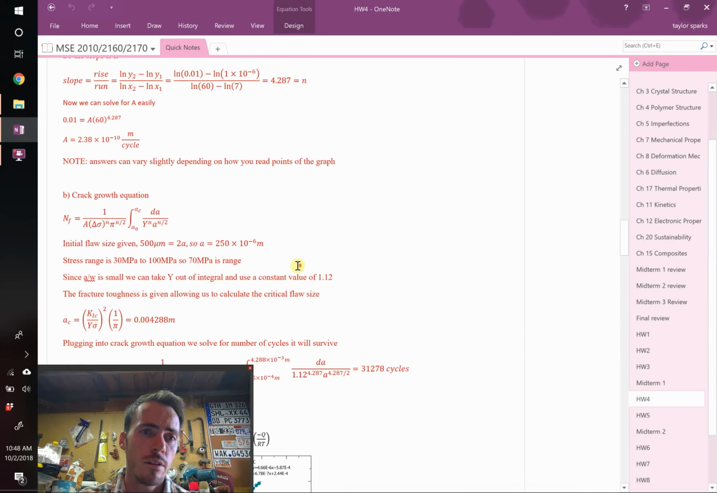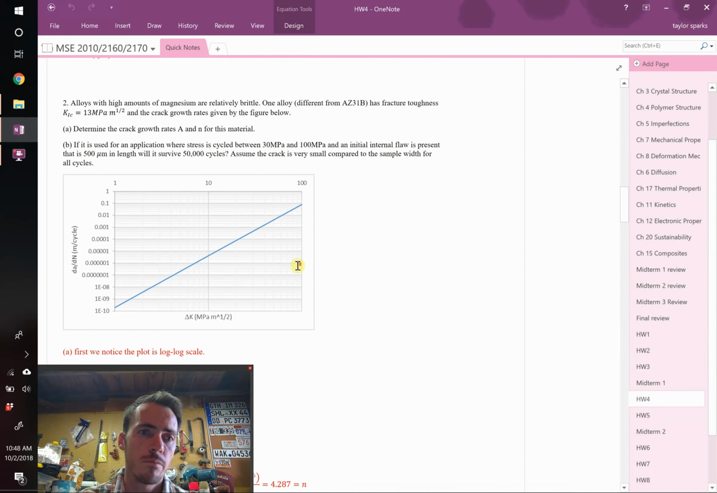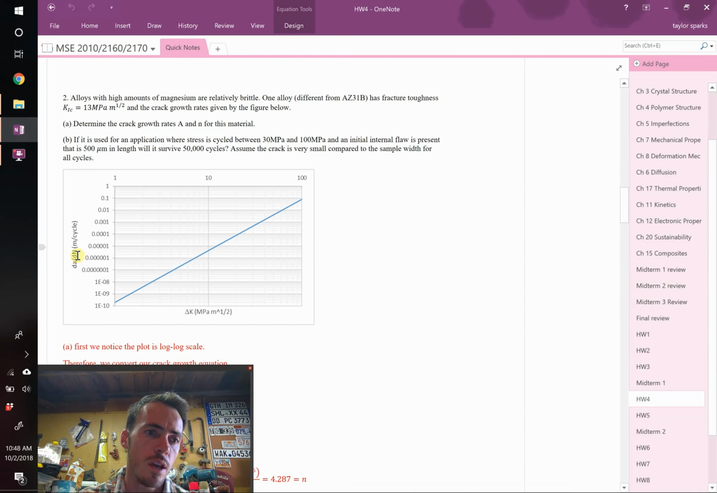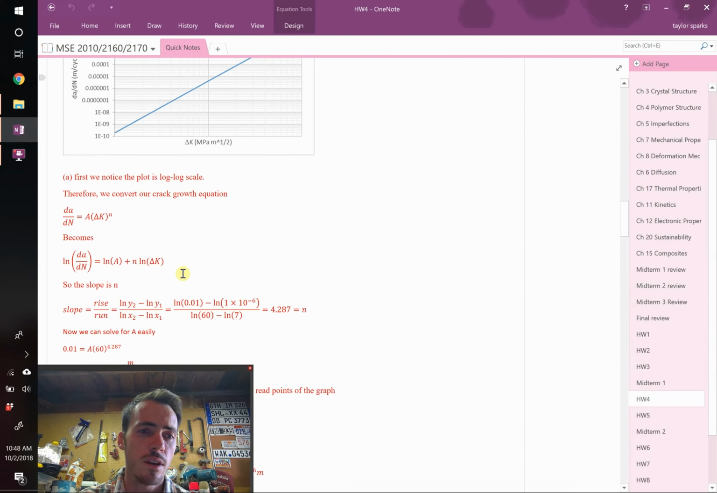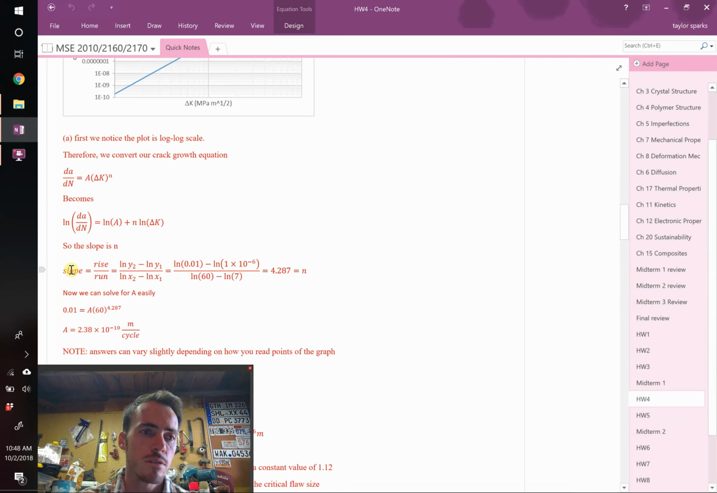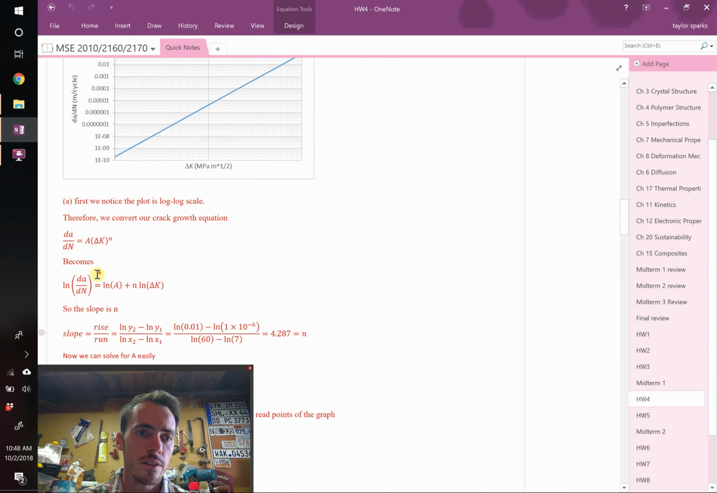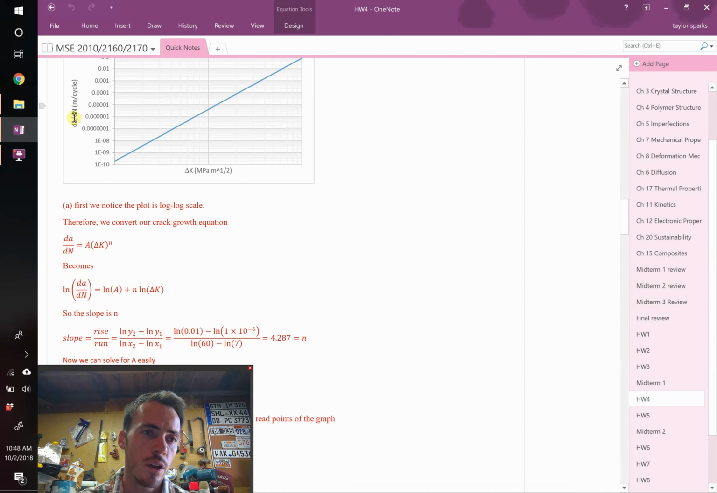and n if I give you plots like this. If I gave you a plot of da/dN versus delta K, shown on a logarithmic axis, you can take the slope of this to get A and n. The slope is again rise over run. Since I haven't plotted the natural log of da/dN but rather shown it on a log scale, you have to take the natural log of y2 minus the natural log of y1, and the same with x, the natural log of x2 minus the natural log of x1. That will give you the slope, n.